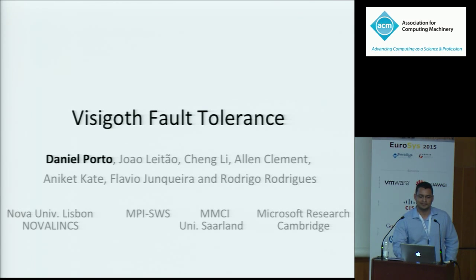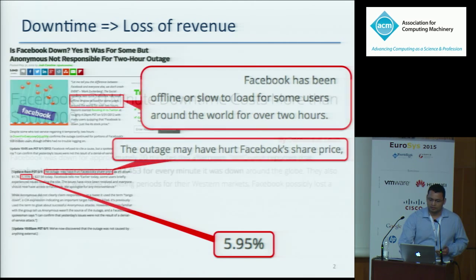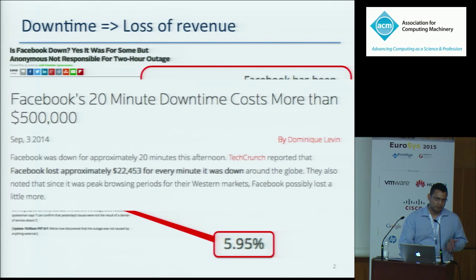So let's get started. Data centers have a high level of availability, you know that. But reality shows that they still fail, and when they do, it impacts revenue. When Facebook went down in 2012 for 2 hours, worldwide, the stock price dropped by about 6%. And in a more recent outage that lasted for 20 minutes, it cost about $500,000. So data center outages matter.